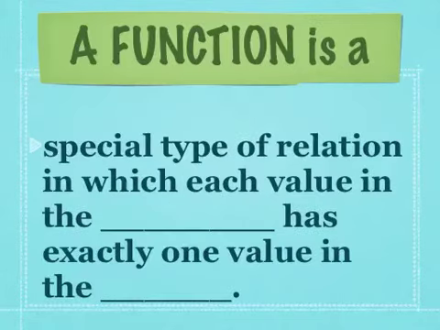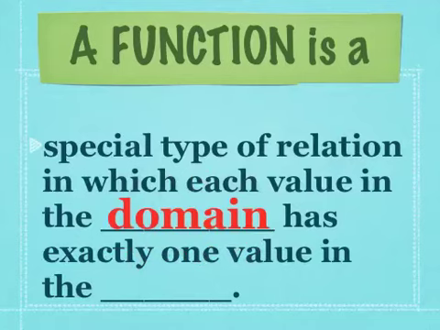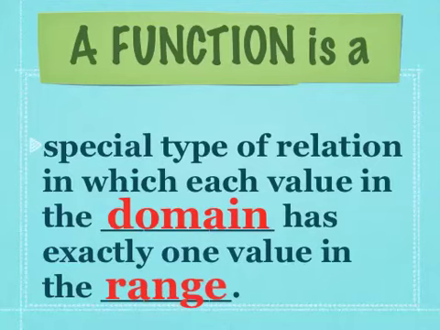If you remember, we've talked about functions before, but a function is a special type of relation in which each value in the domain has exactly one value in the range. We've said that each input has exactly one output. Remember, input had to do with x's, output had to do with y's, just as domain has to do with x and range has to do with y. So we can say that a function is a special type of relation in which each value in the domain has exactly one value in the range.